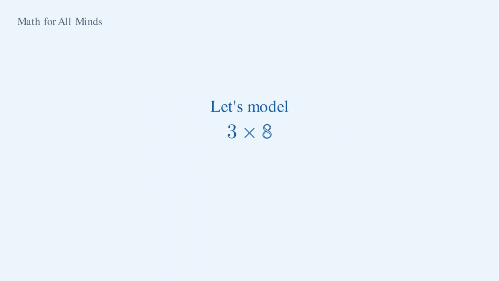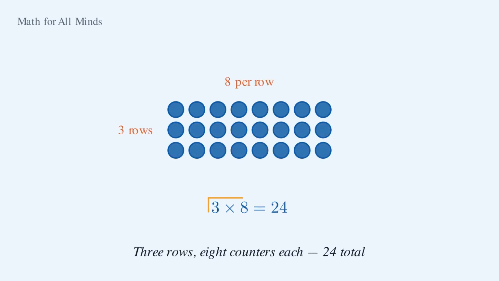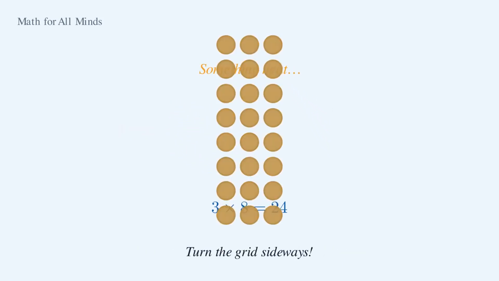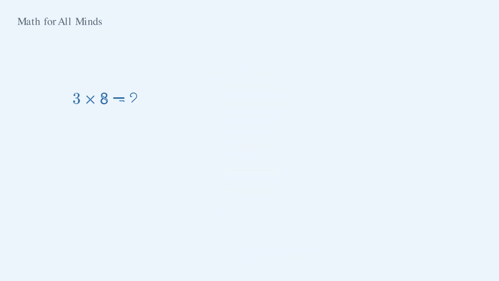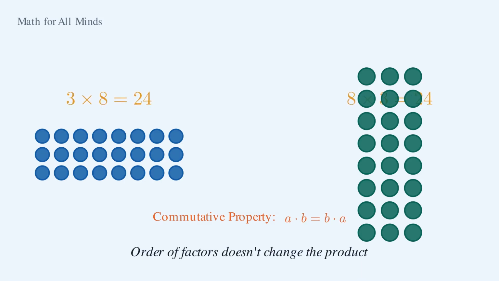Let's see multiplication with a quick model. Picture 3 times 8 as a grid. 3 rows. 8 counters in each row. Count them up, 24 counters total. And here's something neat. Turn the grid sideways. Now it's 8 rows of 3. Still 24. The order of the factors doesn't change the answer.